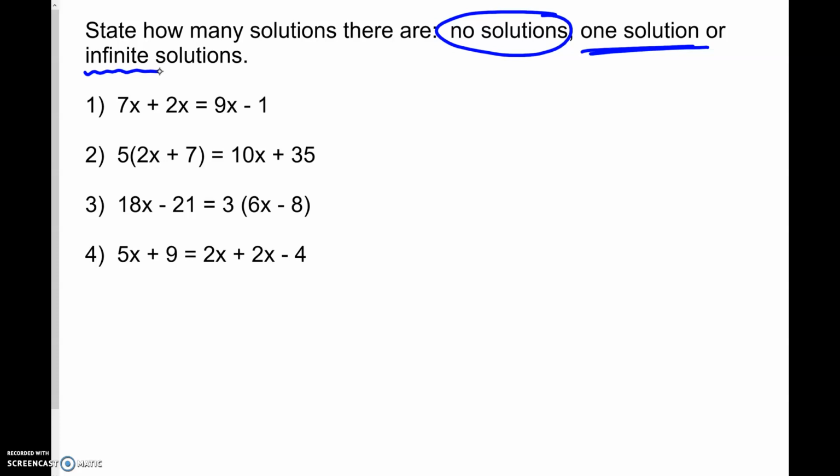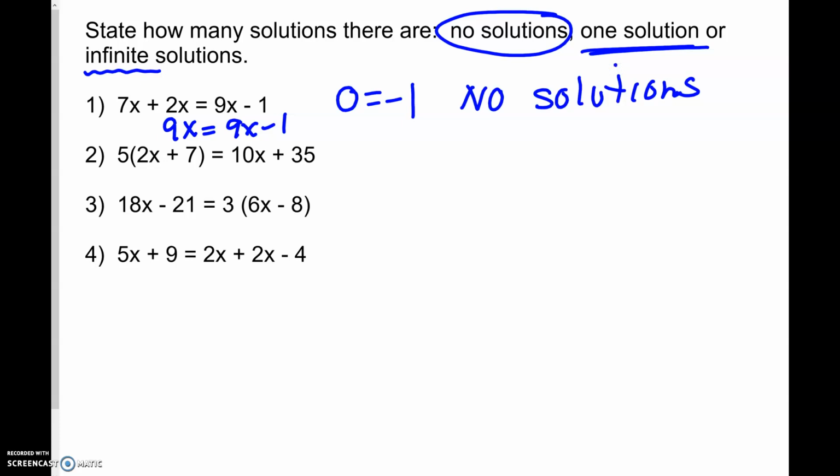All right, let's look here at number 1. When you take 7x plus 2x, you get 9x equals 9x minus 1. Well, if you look, you have 9 x's on both sides. So when I subtract 9x from both sides, I'm going to get 0 equals negative 1. Does 0 equal negative 1? Nope. So number 1 is no solutions.